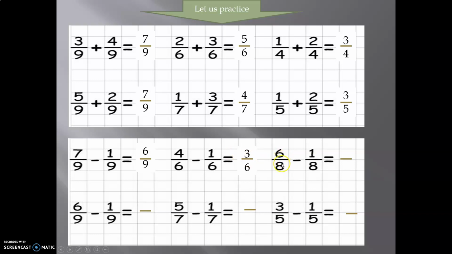Okay, 6 over 8 minus 1 over 8. Like fractions, the same denominator in my answer. And 6 minus 1 is 5. So it is 5 over 8. Now you can stop my video and try to solve the rest of the examples by yourself and check your answer against my answers.